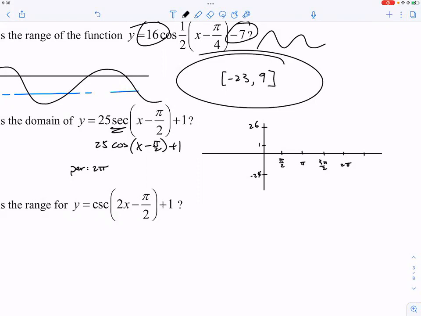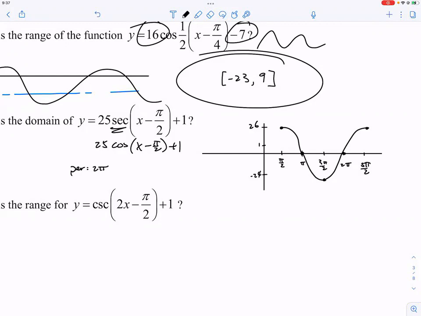So 5 pi over 2. I would have the highest point right here, the highest point right here, the lowest point right here. All right, so I'm going to draw my cosine graph. Just making sure that everything is correct. Amplitude is 25. My period, it's 2 pi. Shift it up 1 unit. Shift it to the right pi over 2 units. Seems like everything is correct.